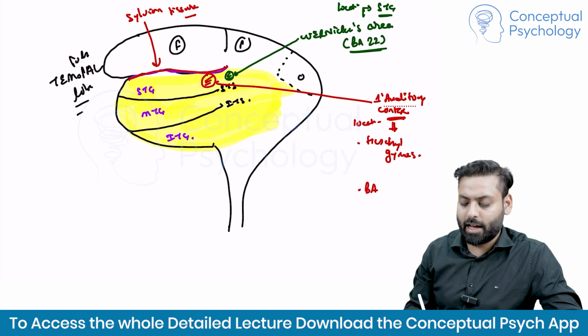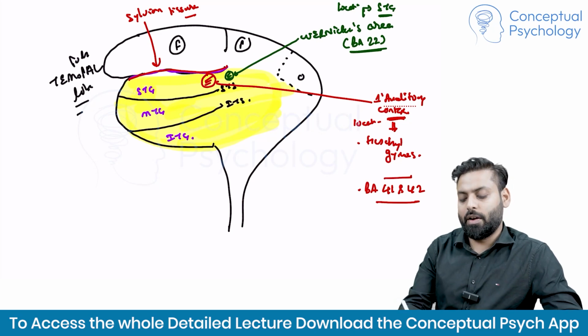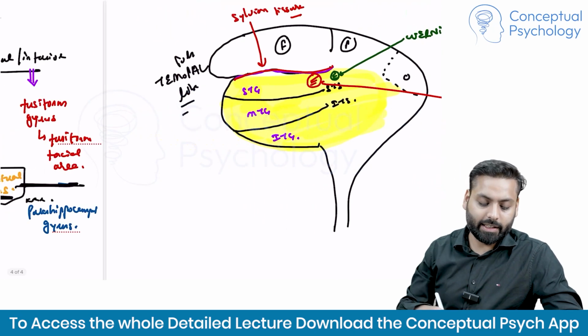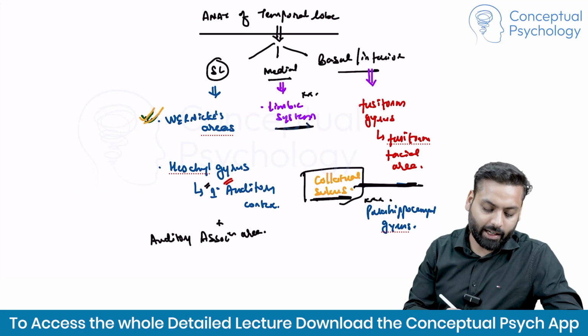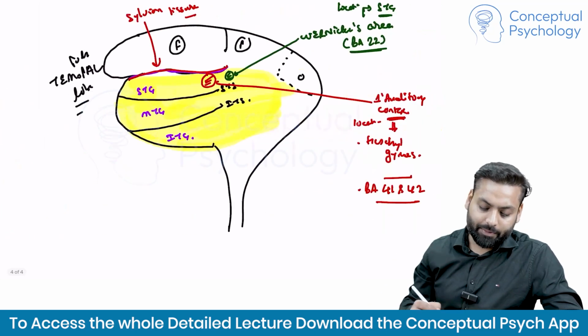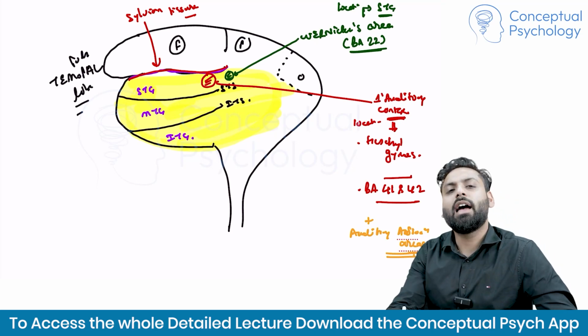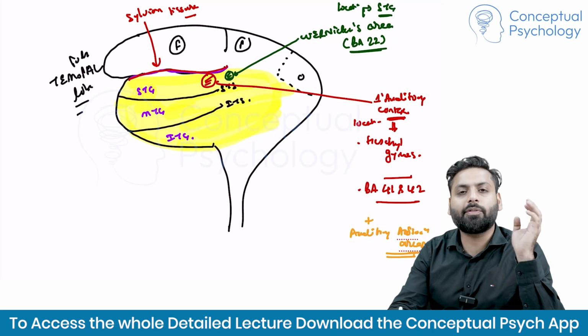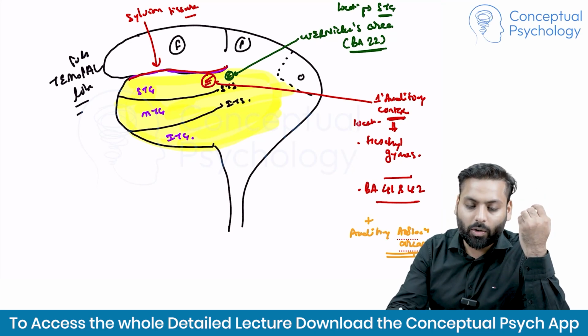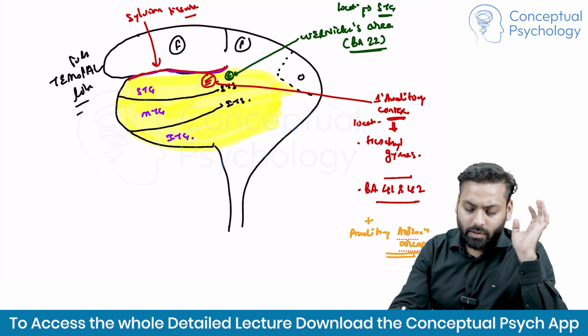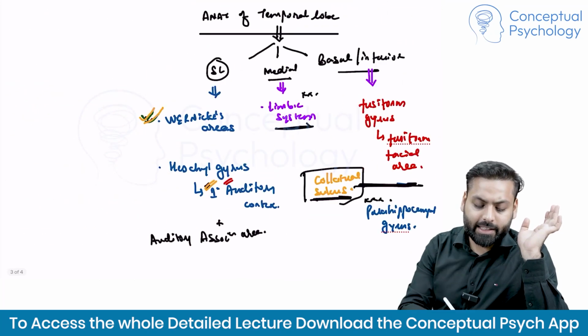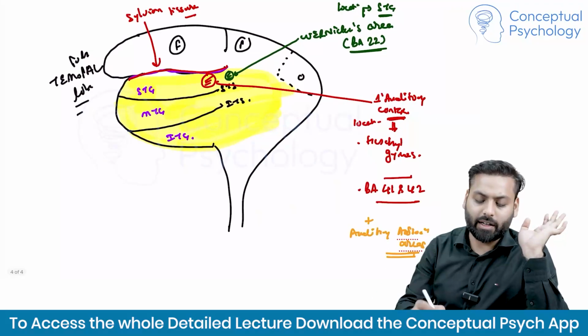What is the Brodmann area? Brodmann area is 41 and 42. So we have seen two main things: the Wernicke area and the primary auditory cortex. Then with the primary auditory cortex, there are auditory association areas, which are supporting areas for the primary auditory cortex. Understood? Then this is the superolateral surface which we have done.